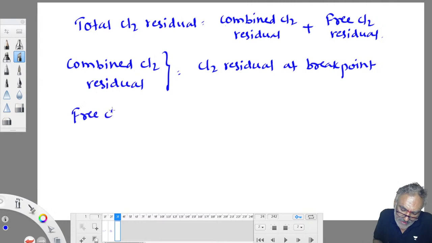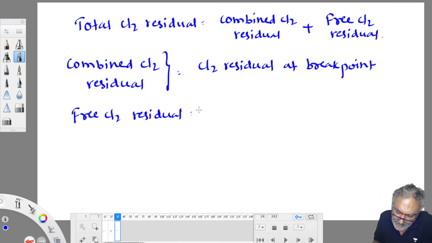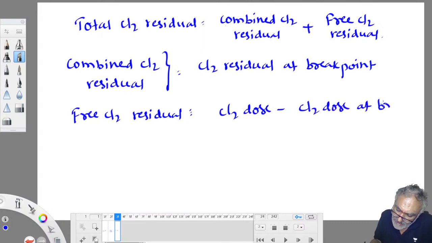Free chlorine residual is equal to any residual beyond the break point, where it rises at 45 degrees. What is the significance of 45 degrees? X is equal to Y. X milligram extra added beyond break point, X milligram appears as free chlorine residual. Y milligram extra added, Y milligram appears as free chlorine residual. Therefore, free chlorine residual is equal to actual chlorine dose minus chlorine dose at break point. So X is known, so we get Y. Y is nothing but free chlorine residual, X is equal to Y because it is 45 degrees. So that is how we can work it out.